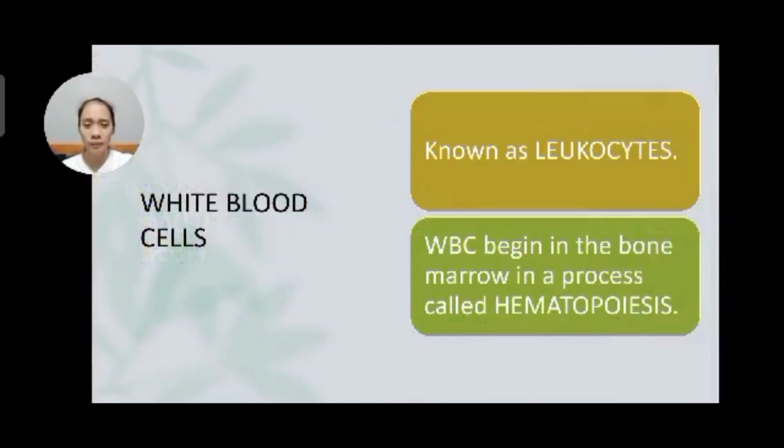Today we're going to discuss the white blood cells, sperm cell, egg cell, and kidney tubules. So first is white blood cells. White blood cells are also known as leukocytes. They begin in the bone marrow in a process called hematopoiesis.